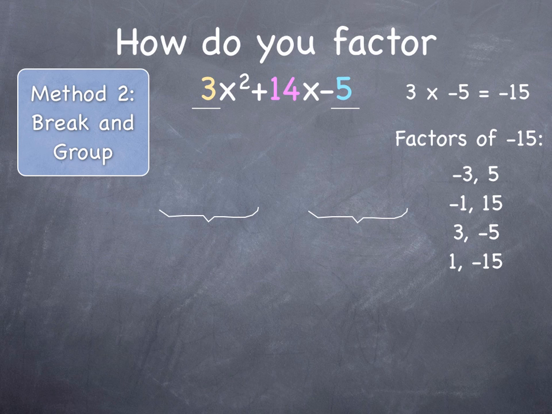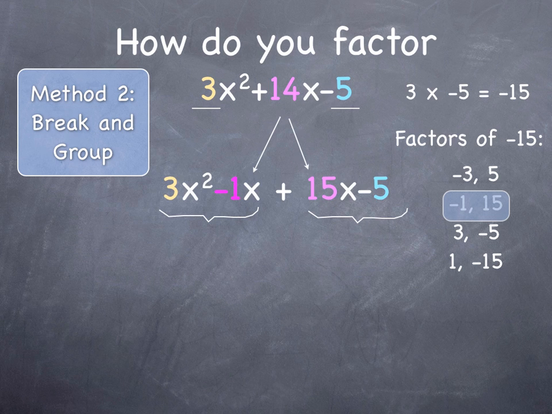I'm going to look down this list of factor pairs and ask myself, which pair adds up to the middle term? Which pair adds up to 14? And I notice that one of those factor pairs is negative 1 and 15. Negative 1 and 15 add up to 14. So I'm going to use this pair of factors to break my middle term. So 14x, I'm going to rewrite it as negative 1x and positive 15x. The negative 1 and the plus 15 are the factors of negative 15 that add up to 14.